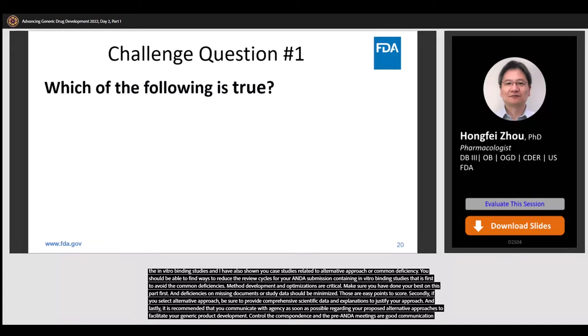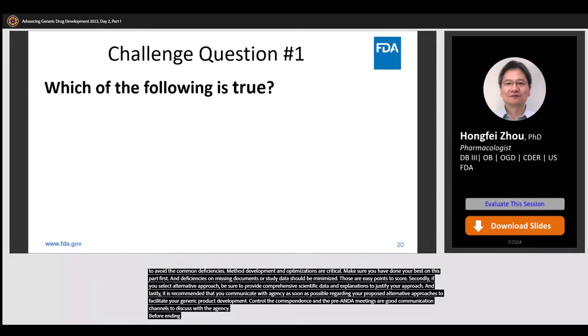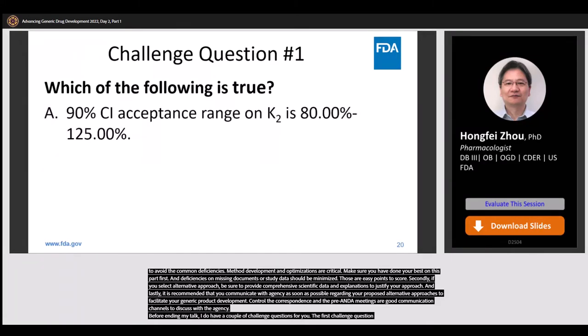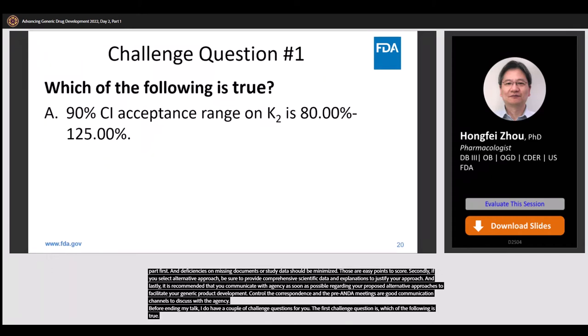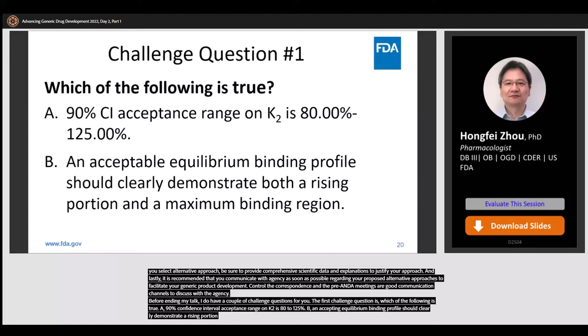Before ending my talk, I do have a couple of challenge questions for you. The first challenge question is, which of the following is true? A, 90% confidence interval acceptance range on K2 is 80 to 125%. B, an acceptable equilibrium binding profile should clearly demonstrate both a rising portion and a maximum binding region. Take a second to consider which is the correct answer.